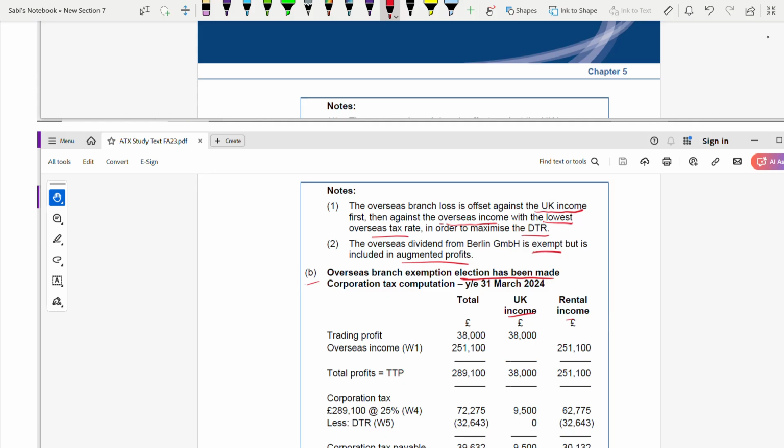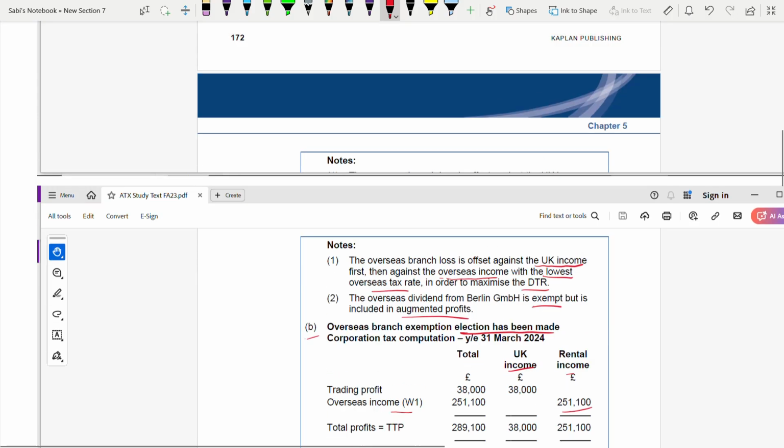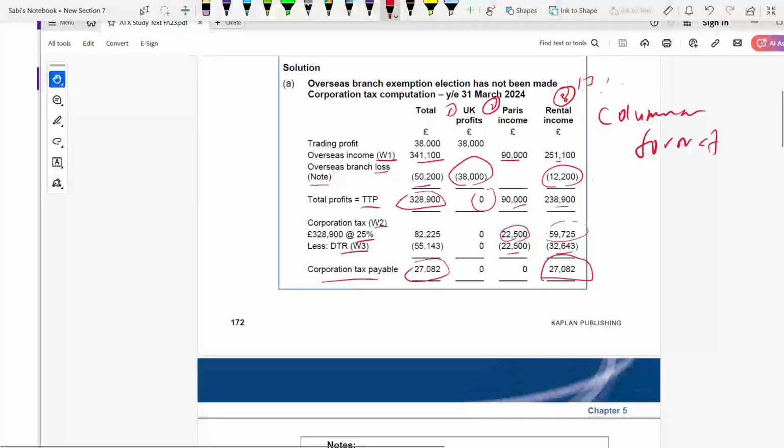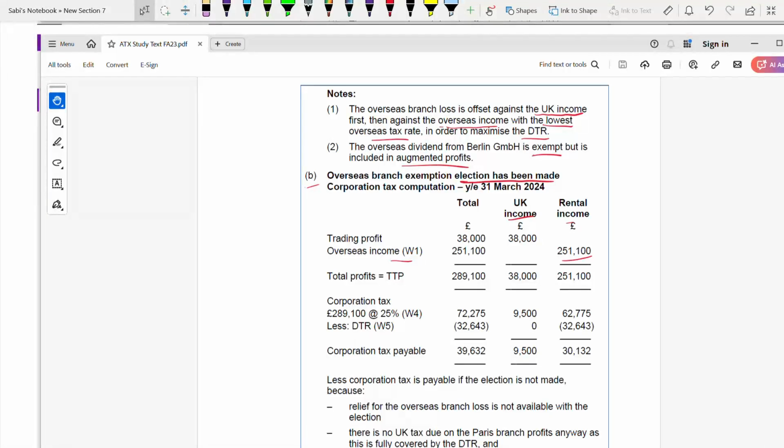Okay, rental income you have already done, 25,100. You have already got it from working 1. You don't have to do it again. Since you have done it for A, do not repeat it for B. These are the techniques, small areas. Same working as it is, you can take. You don't have to do it twice because it's the same. Only Paris income will be removed from here, so you will get the TTP.